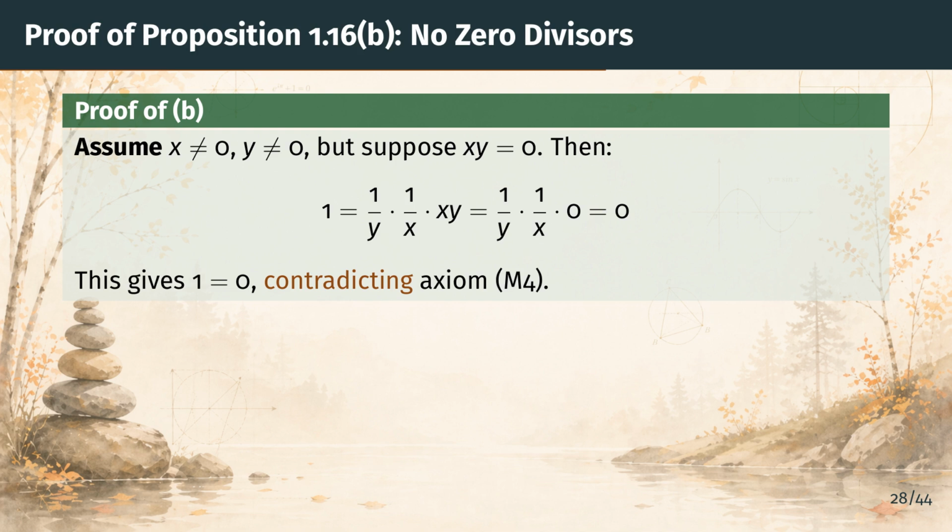For part B, we use proof by contradiction. Suppose x and y are both non-zero, but their product is 0. Since x and y are non-zero, their multiplicative inverses exist. Multiplying both sides of xy equals 0 by 1 over y times 1 over x, the left side simplifies to 1, while the right side is 0 by part A. So we get 1 equals 0, which contradicts axiom M4. Therefore, the product xy cannot be 0.